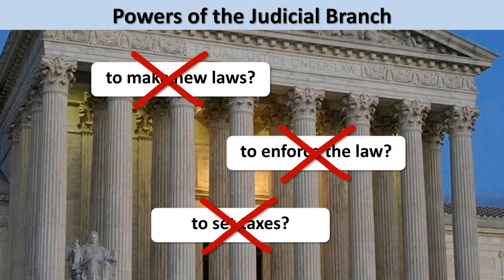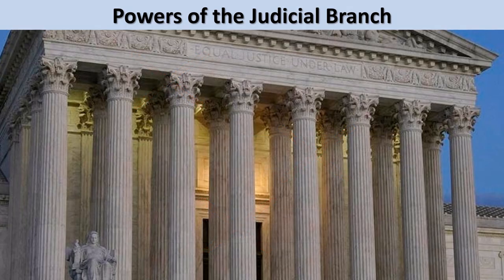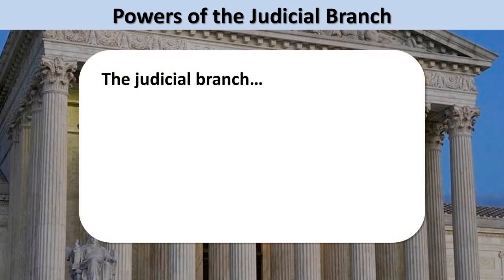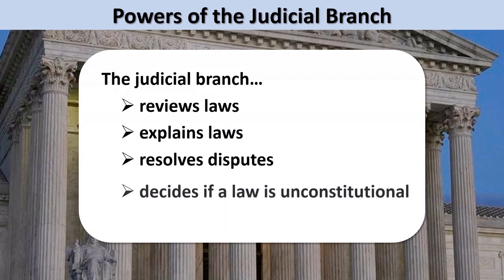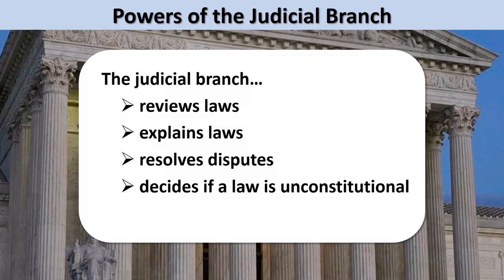Instead, the 9 justices of the Supreme Court, as well as other people who work for the judicial branch of the government, have the job of making decisions about laws that already exist. The judicial branch reviews laws, explains laws, resolves disputes, and decides if a law is unconstitutional. When a court resolves a dispute, that means that the court makes the final decision about a legal disagreement.